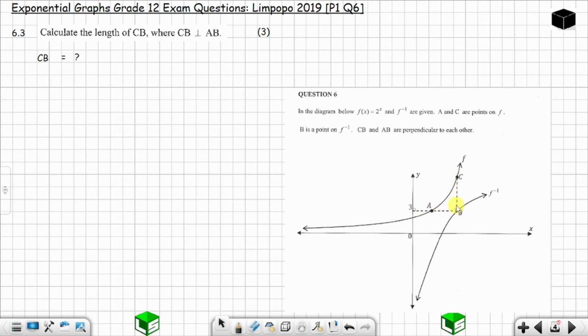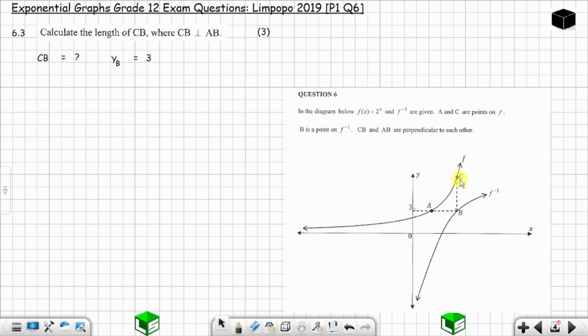You can see you have the y-coordinate of B. It is 3. But you don't know what the y-coordinate of C is. You only know the y-coordinate of B. It is 3. So the y-coordinate of B, you have it. It is equal to 3. You can see that. It's 3 there. Now we need to get the y-coordinate of C.